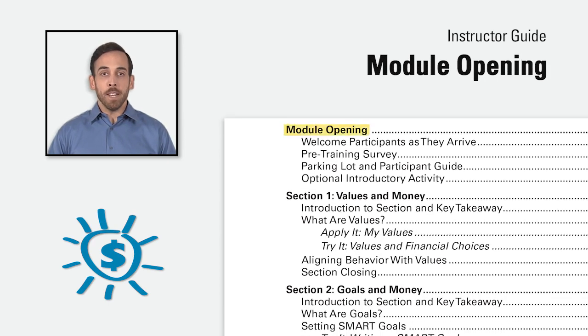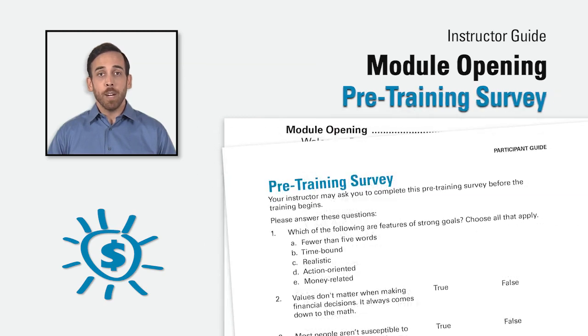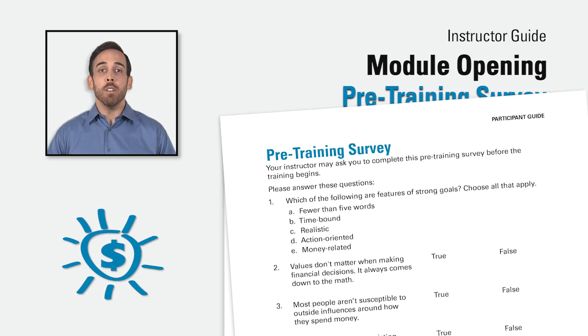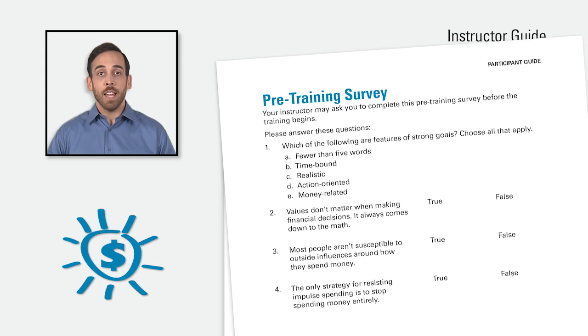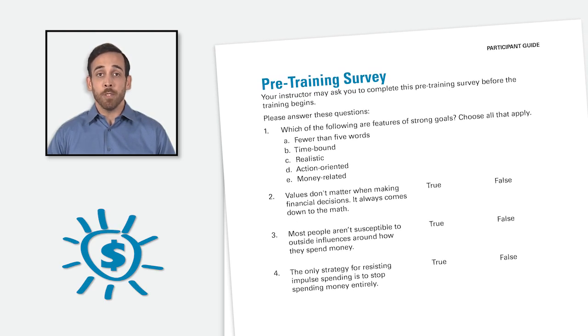The module opening section is where you begin to present the module to participants. You can ask participants to complete the pre-training survey. It's located at the back of the participant guide, which makes it easy to tear out if you decide to collect the surveys. Using the survey can help you evaluate your training effectiveness and tailor your training approach for future sessions.